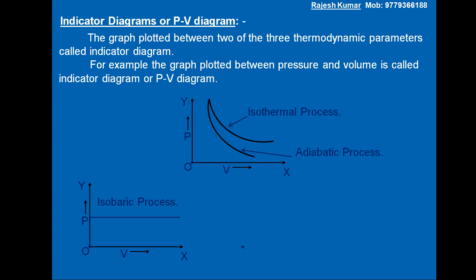Now next one, suppose this is origin O, this is the x-axis, this is the y-axis. Along the x-axis we plot volume V and along the y-axis we plot pressure P, and this is the graph for isochoric process as volume in this process remains constant. So these are the PV diagrams for different types of thermodynamical processes: isothermal, adiabatic, isobaric, and isochoric.